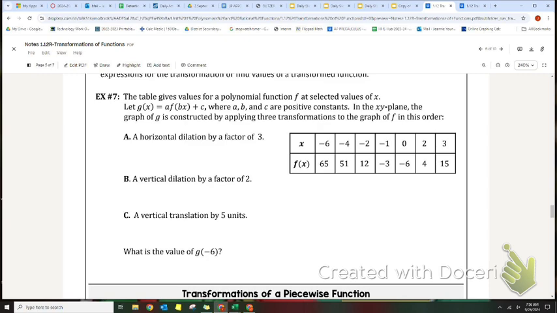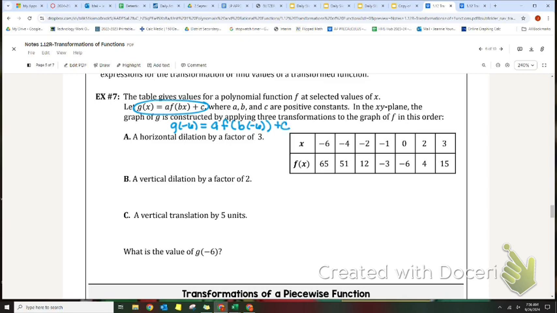So let's just start with g of negative 6. It's what our final goal is. So g of negative 6 equals. Now I'm just going to plug that into this general equation at first, okay? Actually, let me write this above, not right there. All right, so g of negative 6 will equal a times f of b times negative 6 plus c.